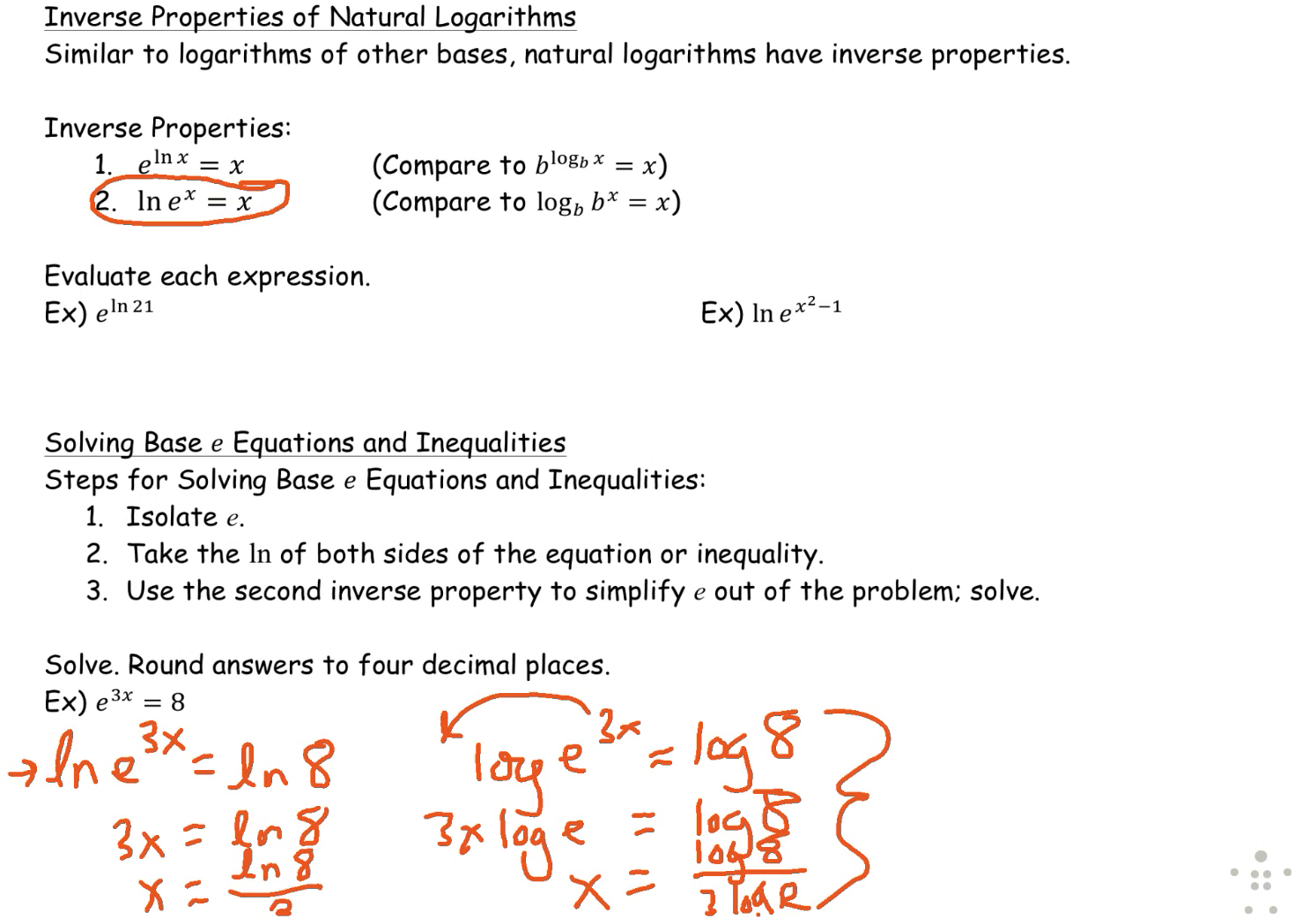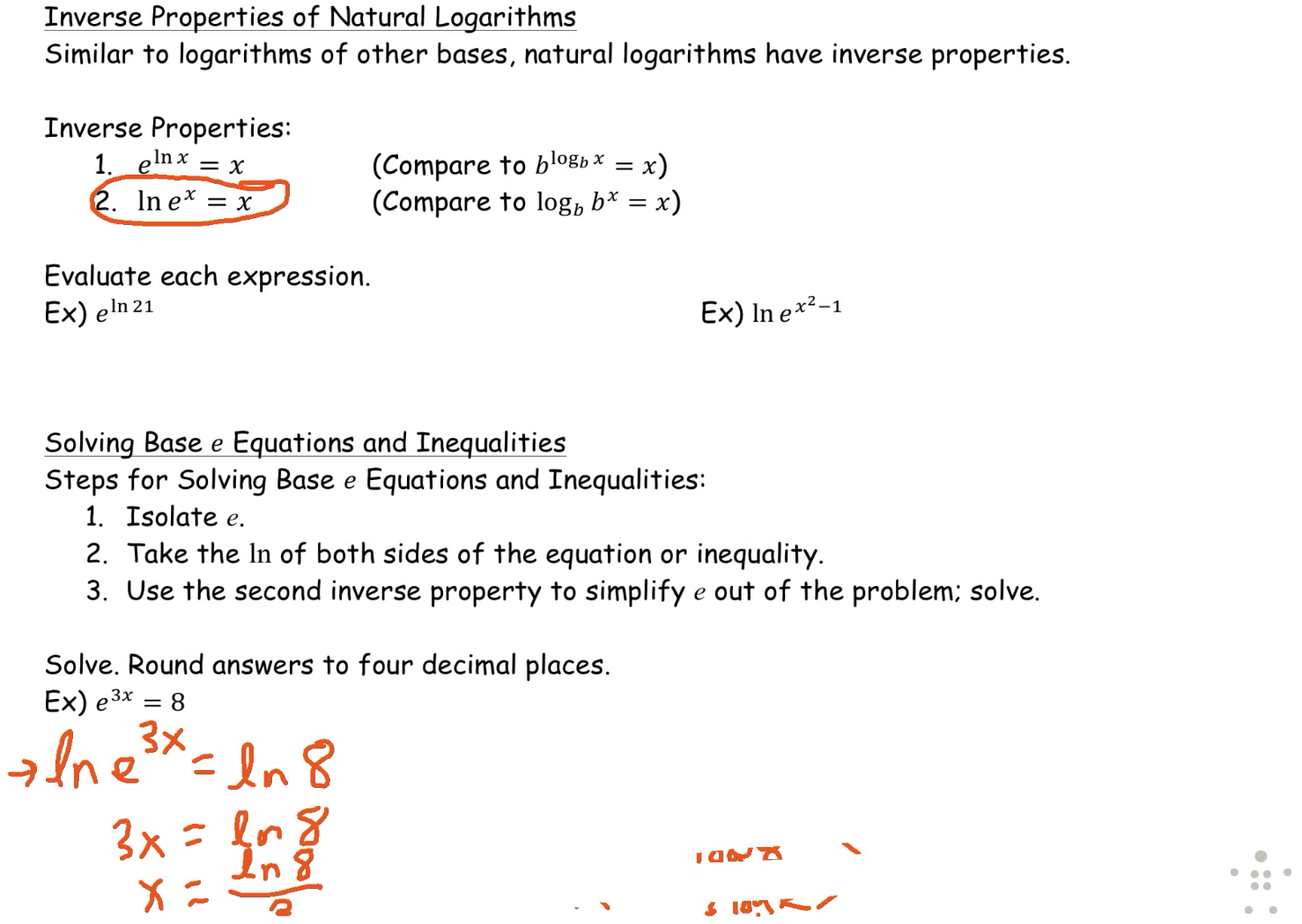So that's a 3 down there. Let me make some room over here. And into the calculator, it would look like natural log, parenthesis comes up, close it, hit divide, and then the 3. So x, rounding to 4 decimal places, is equal to 0.6931.